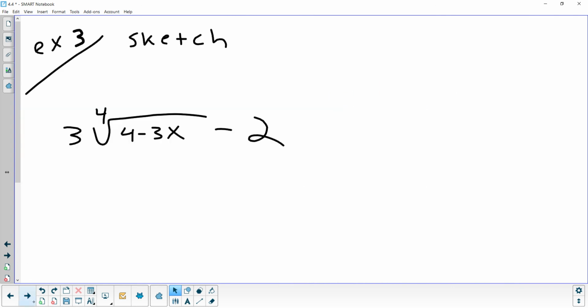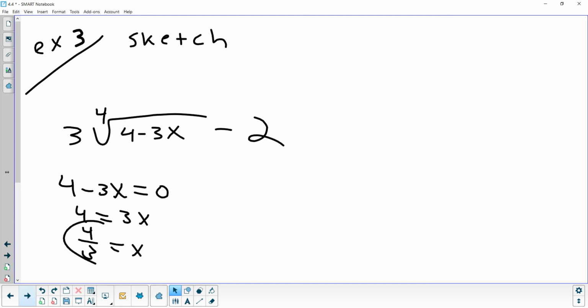Now, I'm not going to go through this one, I'm just going to ask you a couple questions. Center point or start point here? That is a start point. And to find it, you would set that equal to 0 and solve. You get an x value of 4/3. You'll get a y value of -2.